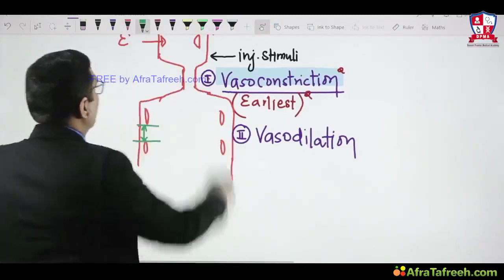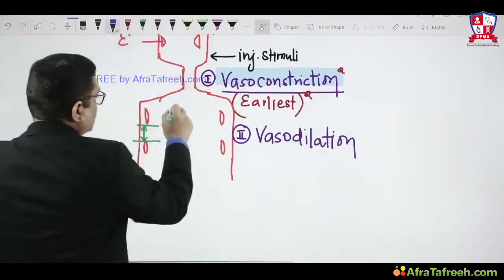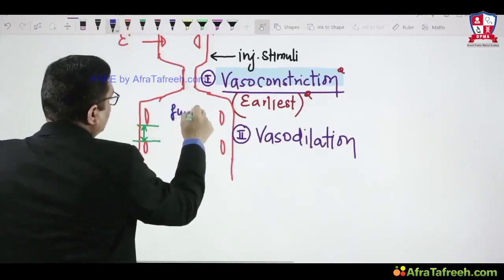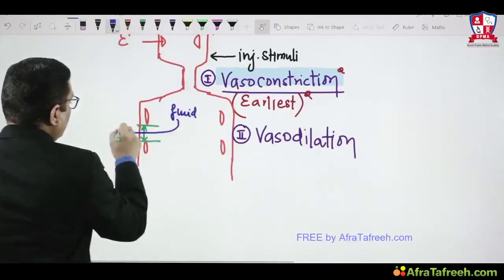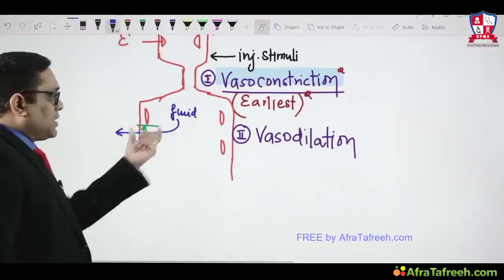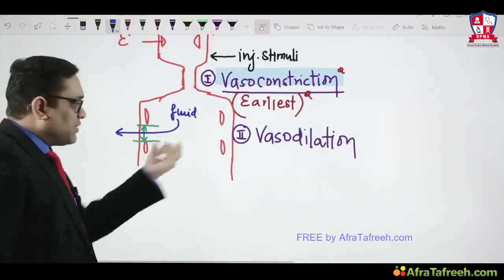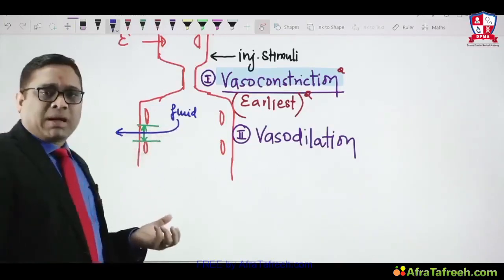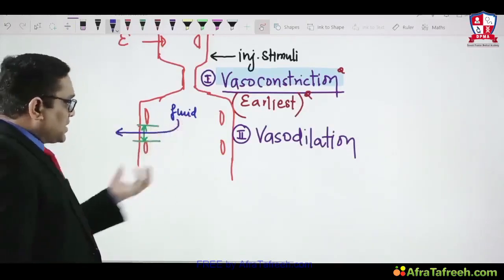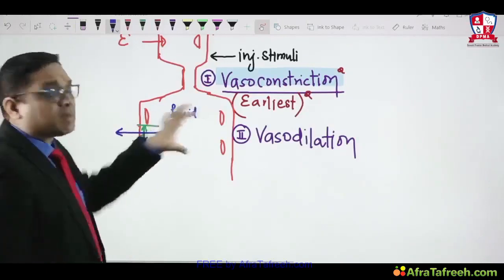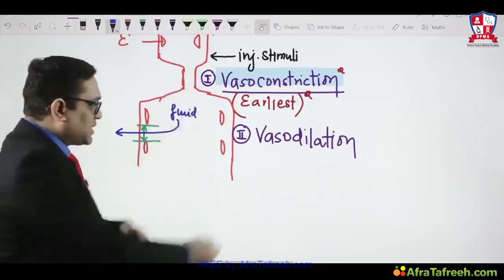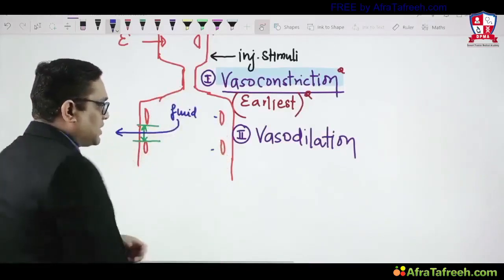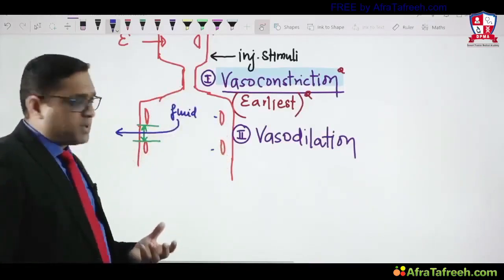Because of the increase in gap, what will happen? Whatever substances and fluid are inside the blood vessel will leak outside now. Through this gap, fluid will be coming outside, some of the protein will be coming outside. So what is happening? It is called increased vascular permeability, because the endothelial gap has been increased.